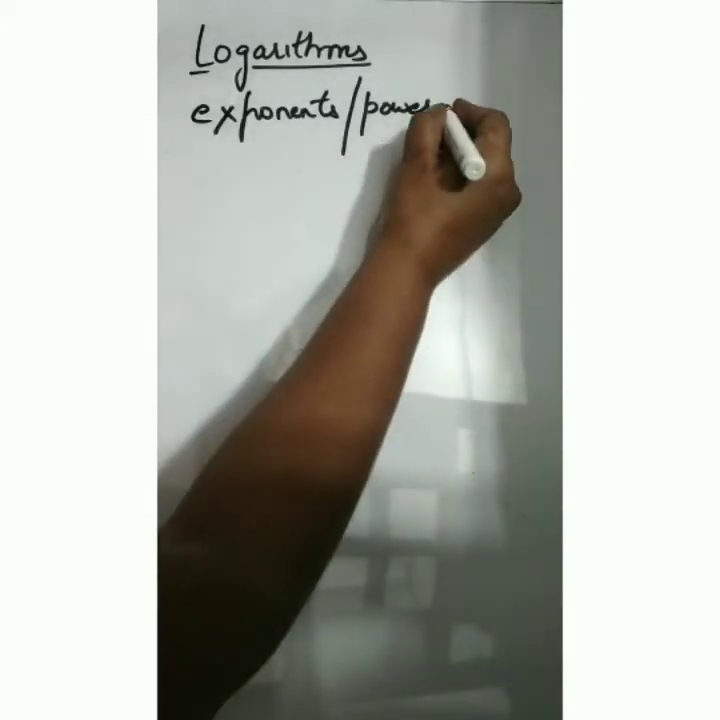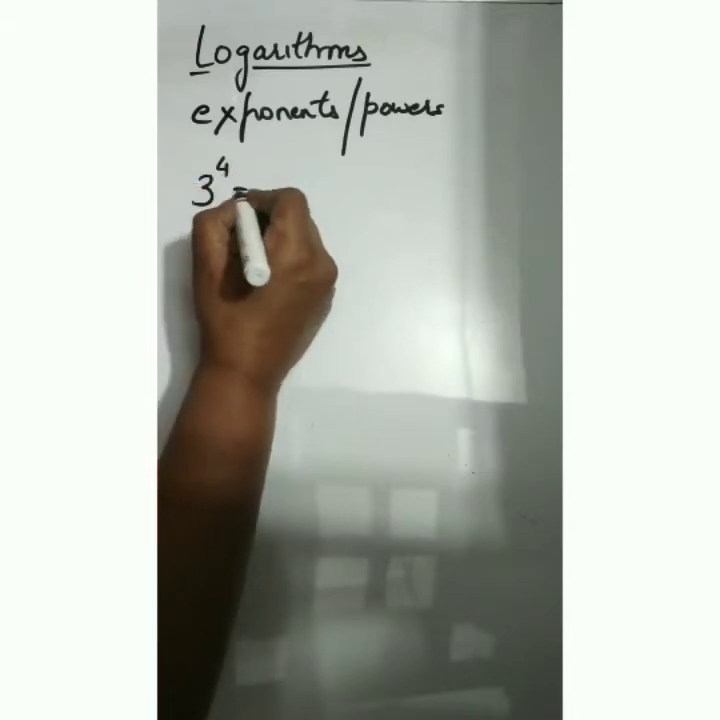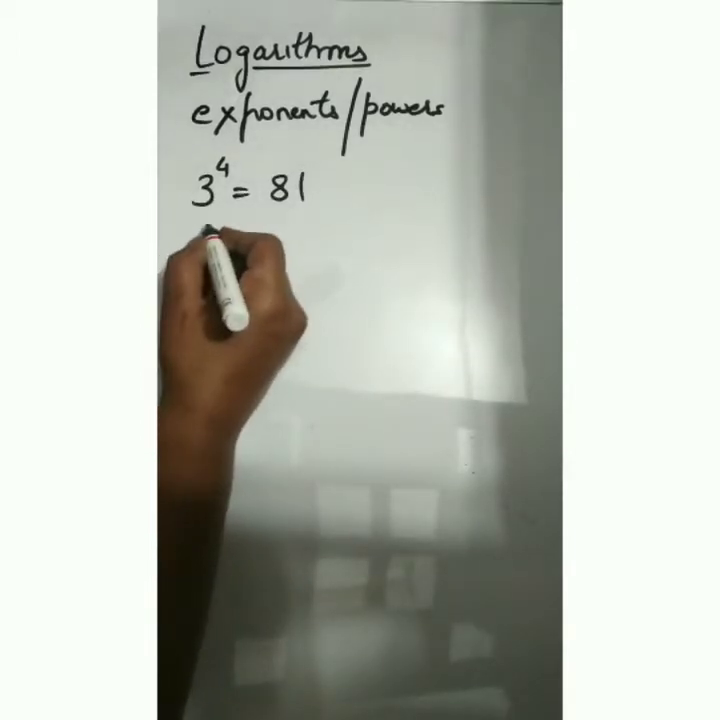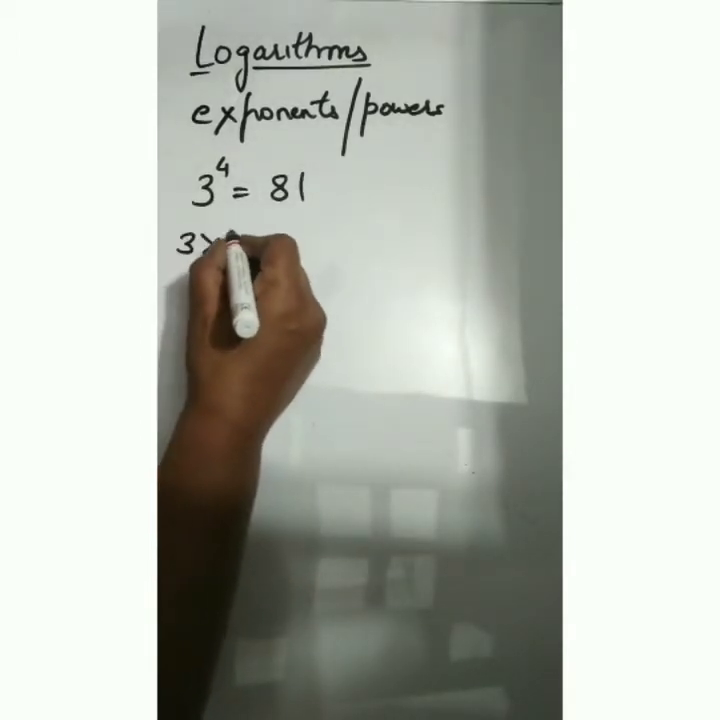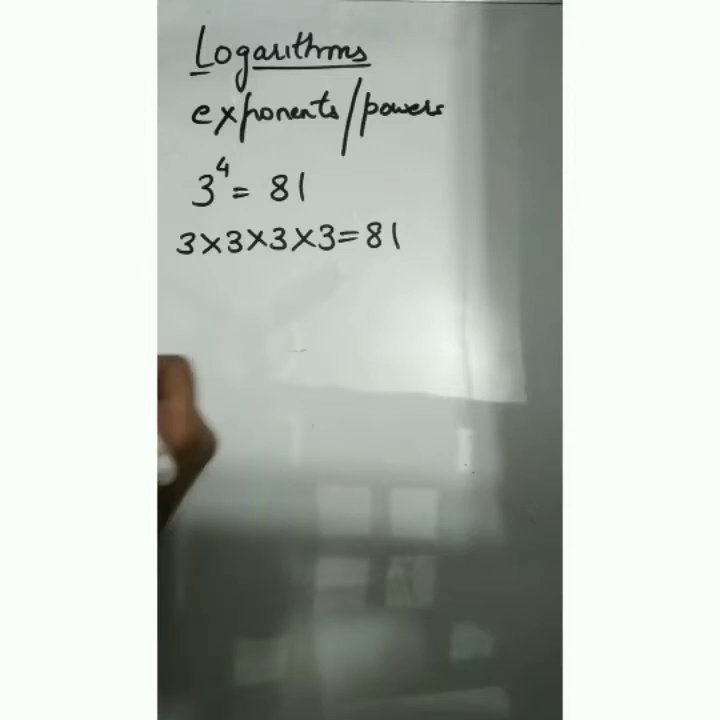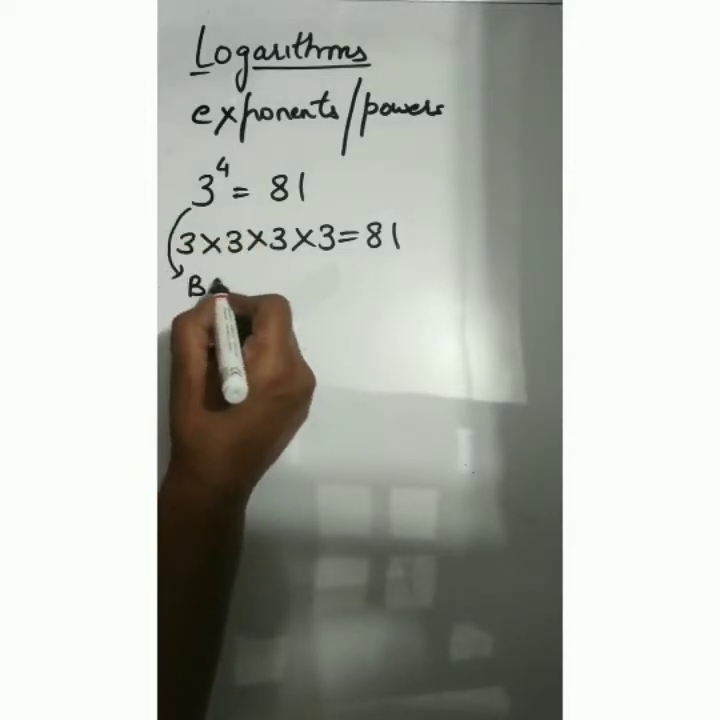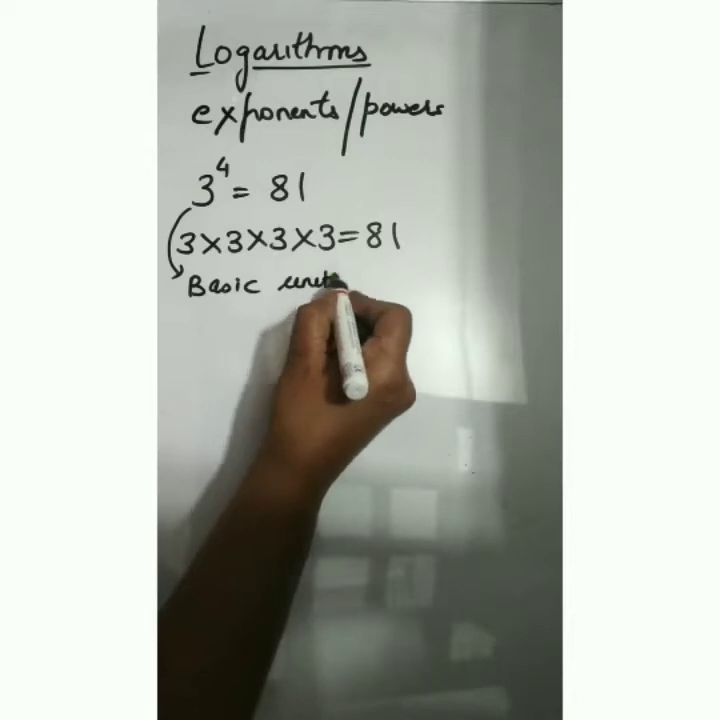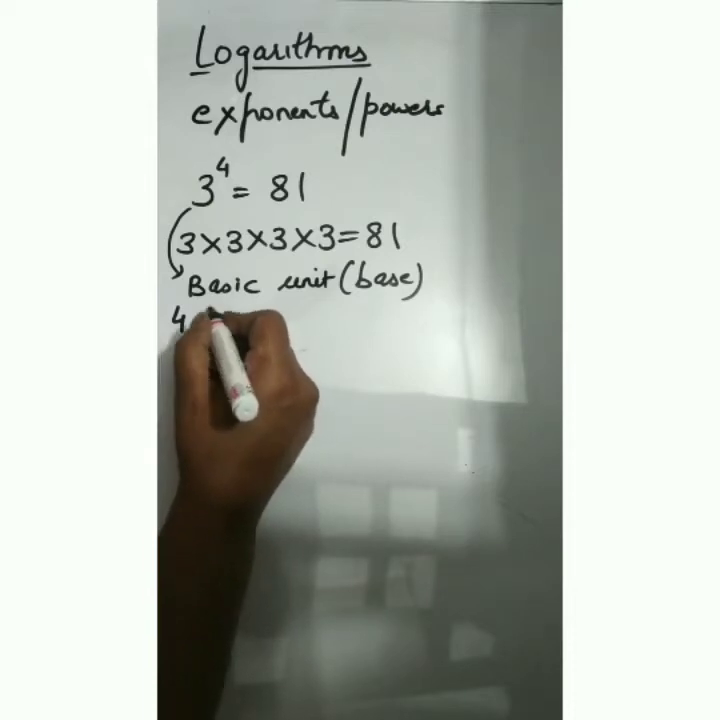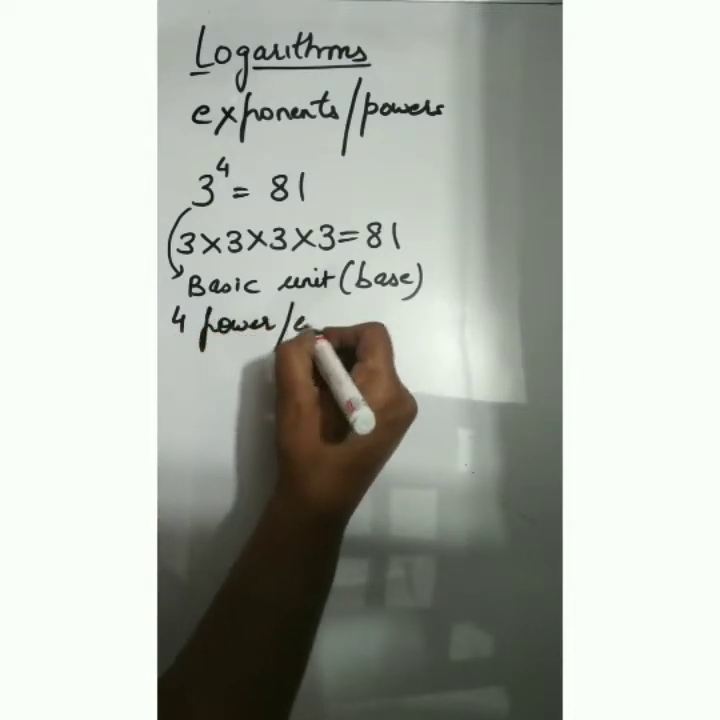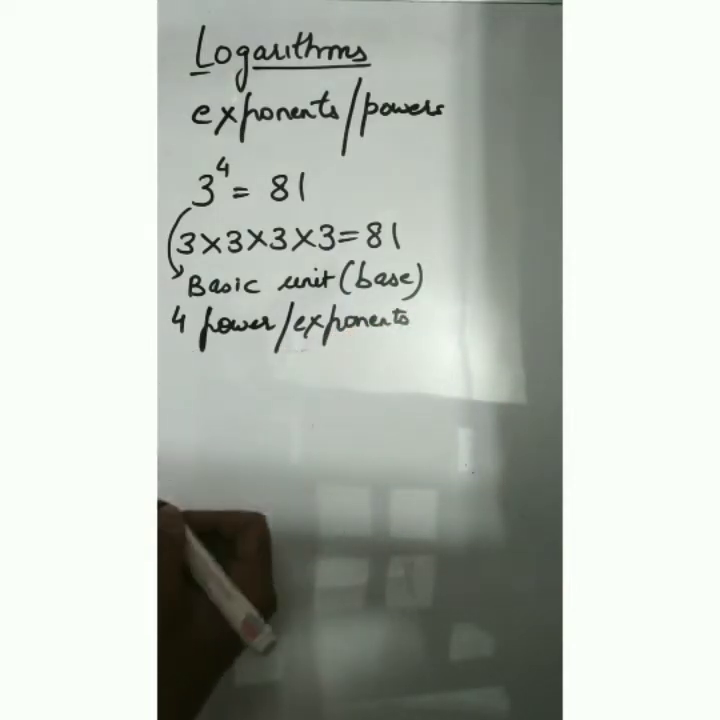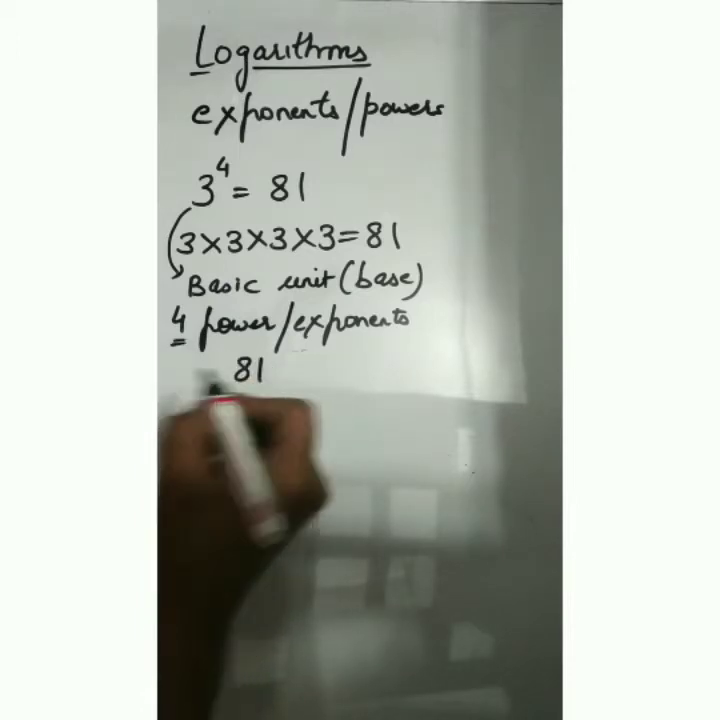Let us take an example. 3 raised to power 4 is equal to 81. This equation tells us that we have to multiply 3 four times in order to get 81. Right? Here, 3 is the basic unit, which is called the base. And 4 is the power, or we can say the exponent. So we have to multiply the basic unit 4 times in order to get the desired result 81.